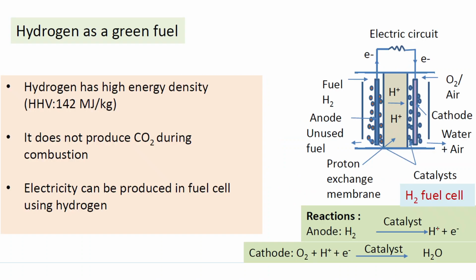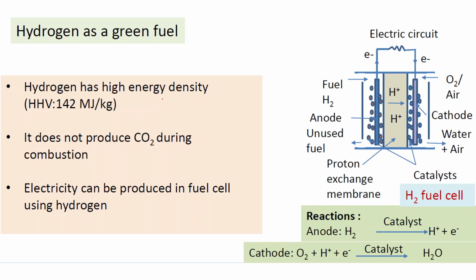Now coming on to hydrogen as a green fuel. Basically, hydrogen can be produced from the syngas, as we have seen during syngas reforming. We can also produce hydrogen from natural gas, as we have seen. The syngas mainly consists of carbon monoxide and hydrogen.